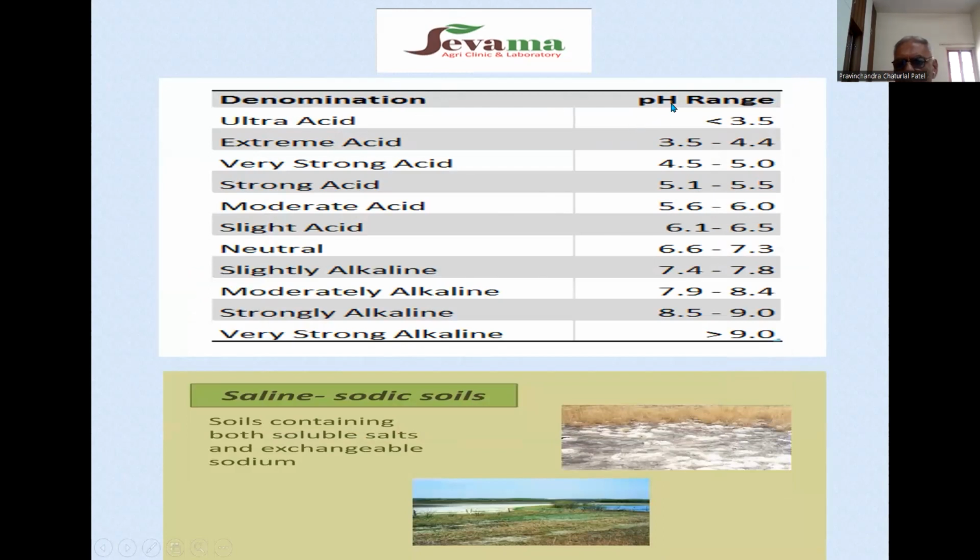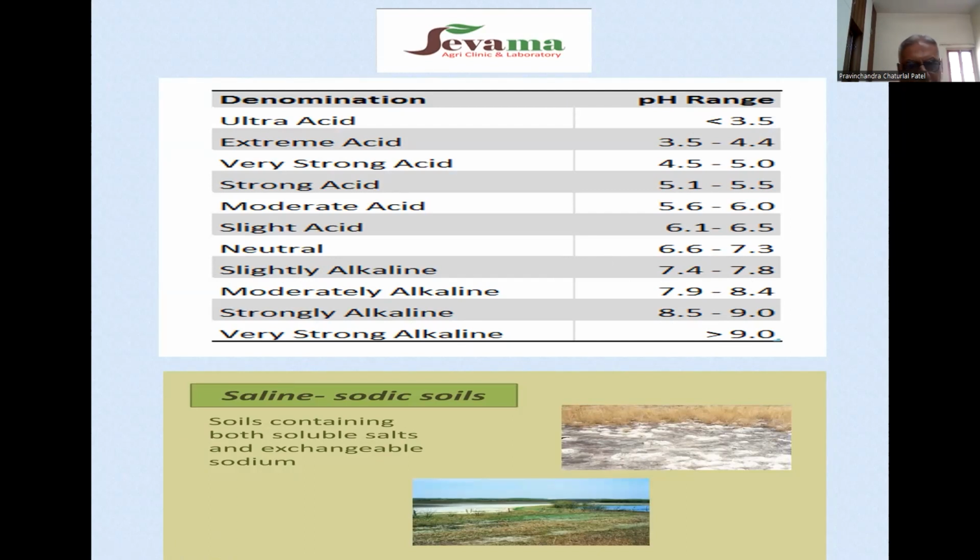So these are different pH ranges. Here you can see that in Gujarat, the soil is saline and alkaline, slightly alkaline. Neutral is 6.6 to 7.3, slightly alkaline 7.4 to 7.8, moderately alkaline 7.9 to 8.4, strongly alkaline 8.5 to 9, and very strongly alkaline greater than 9. In alkaline sodic soil, sodium is dominant, and you know that the crop productivity is very low.